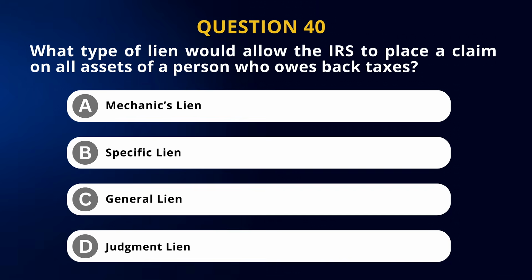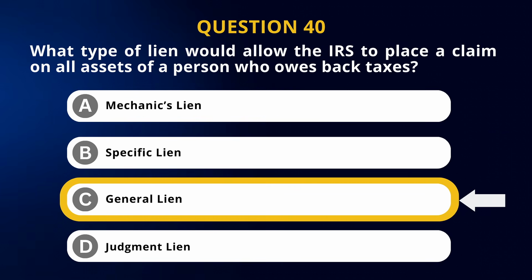Question number 40. What type of lien would allow the IRS to place a claim on all assets of a person who owes back taxes? Letter A, mechanics lien. Letter B, specific lien. Letter C, general lien. Letter D, judgment lien. And the answer is letter C, general lien.